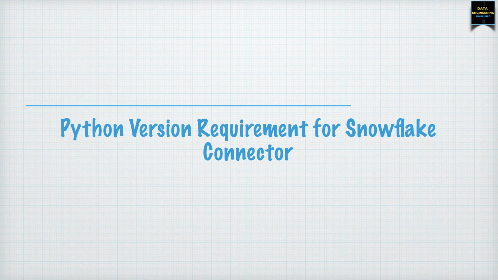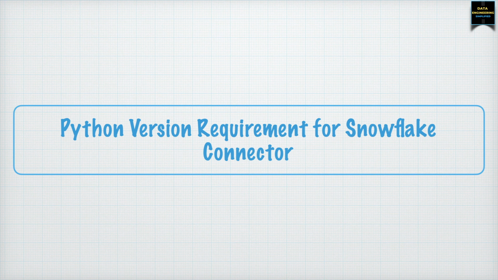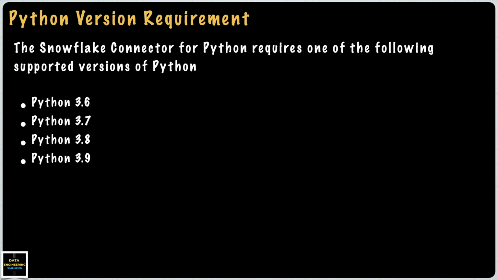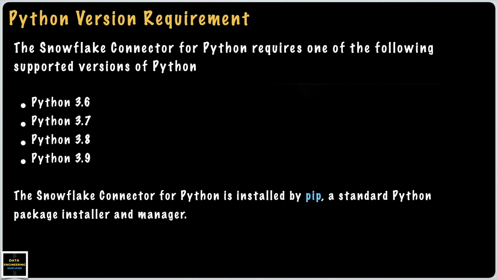Before we deep dive and understand how we can install the Snowflake connector for Python, let's understand the Python version requirement for Snowflake. The Snowflake connector for Python requires one of the following supported versions of Python: Python 3.6 or 3.7 or 3.8 or 3.9 or higher. Snowflake connector for Python is installed by pip, the standard Python package installer and manager.